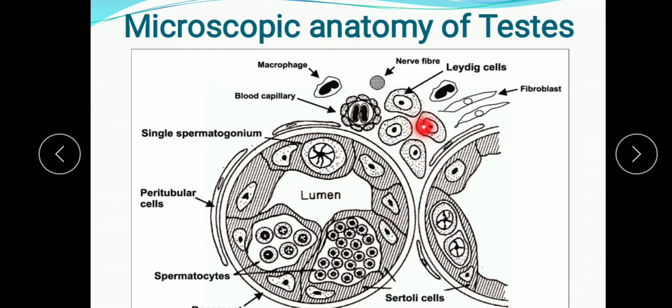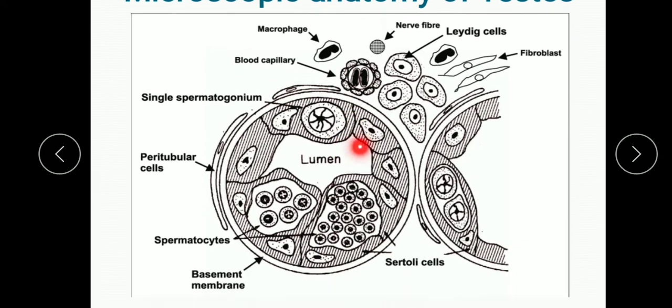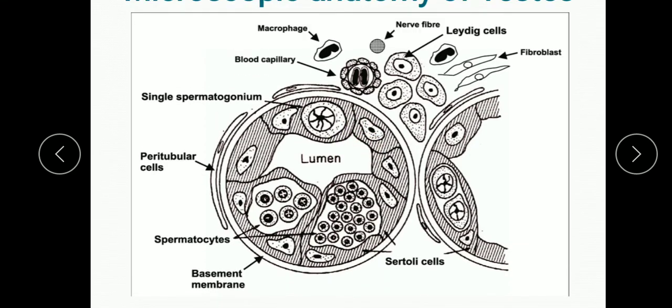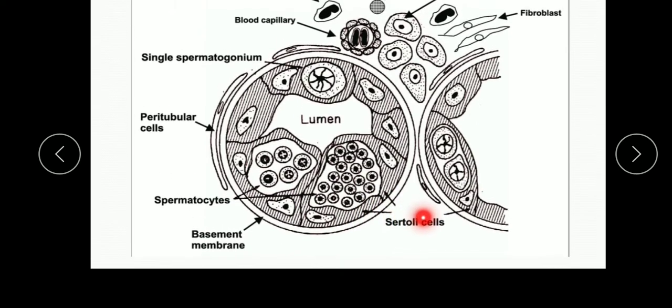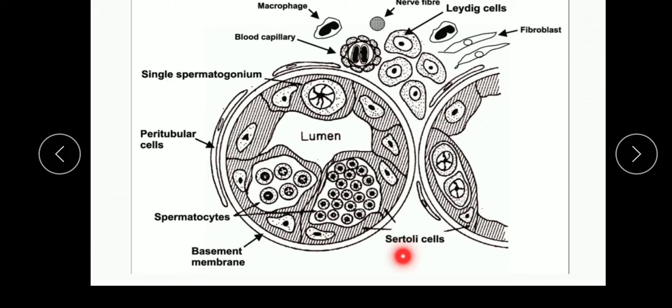So the function of the Leydig cell is to secrete testosterone. Now the third type of cells are the large cells, and these are present in the seminiferous tubules. They are known as the nurse cells also, or Sertoli cells. What is the function of the Sertoli cells? They provide nutrition to the developing spermatids and the sperm.